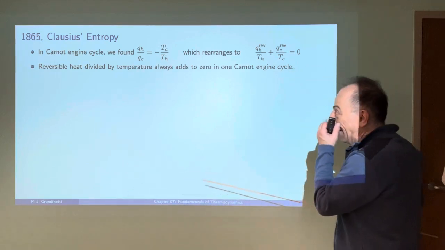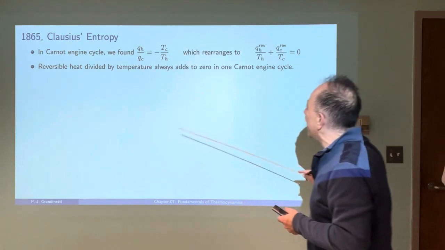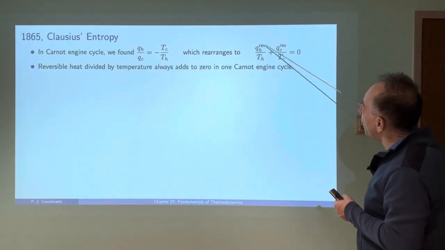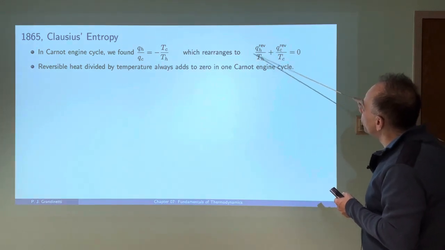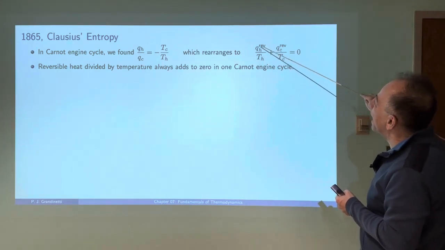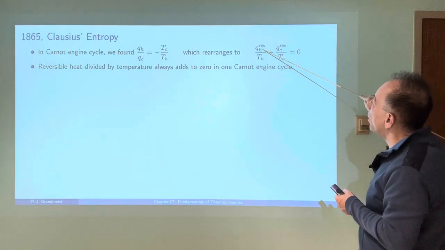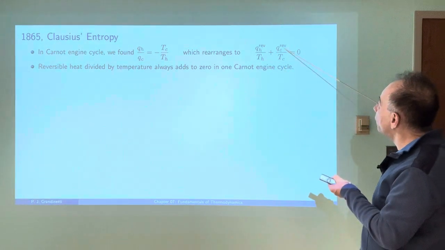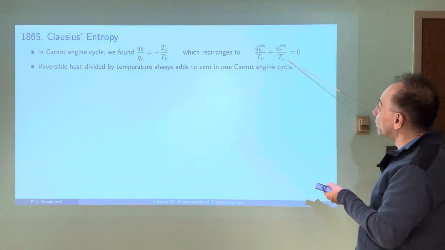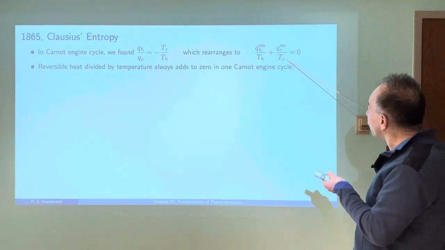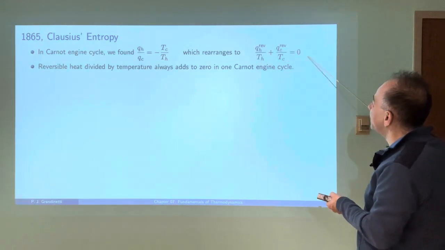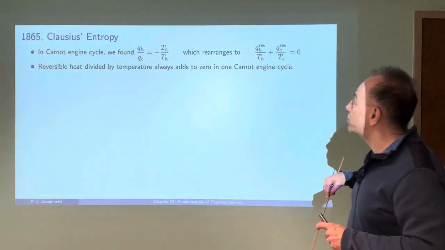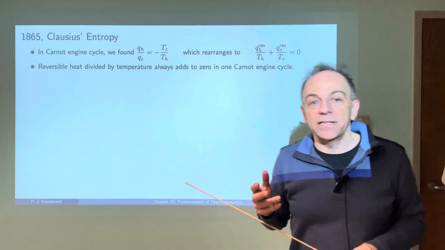Now, with just a little rearranging, that expression becomes this expression here, where now we have everything to do with the hot reservoir in the sense that the heat flow out of the hot reservoir divided by the temperature at which that heat flowed, plus the heat flow into the cold reservoir divided by the temperature at which it flowed, adds together to give you 0. So the reversible heat flow divided by the temperature adds to 0 in one Carnot engine cycle.